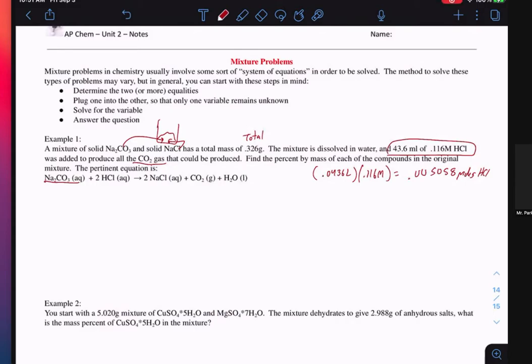So, 0.005058 moles of HCl. We have a balanced equation already. And what should I solve for? If the goal is to find the percentage of each of those two compounds in our mixture, what could I be solving for here that would be useful? Because we have a balanced equation. There's lots of stuff in that balanced equation, but it's not all pertinent. You solve for the sodium chloride.